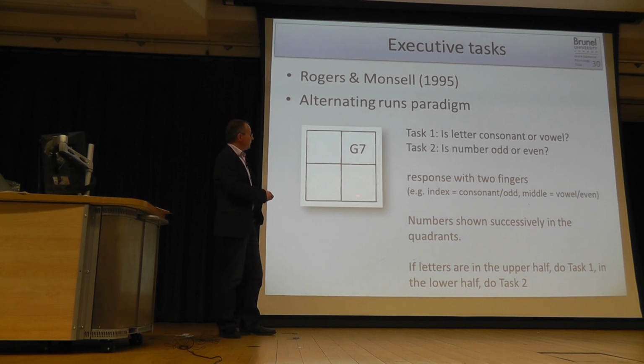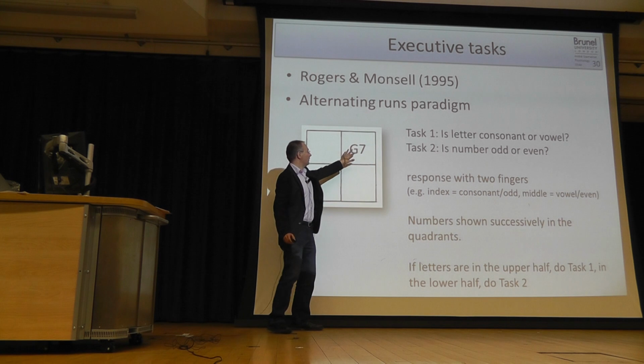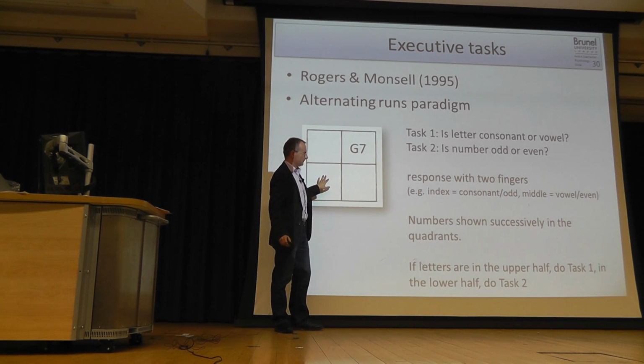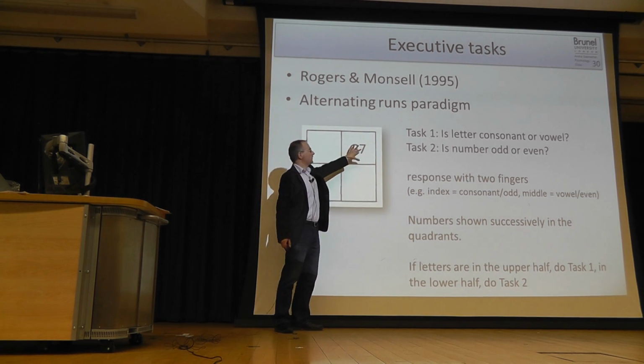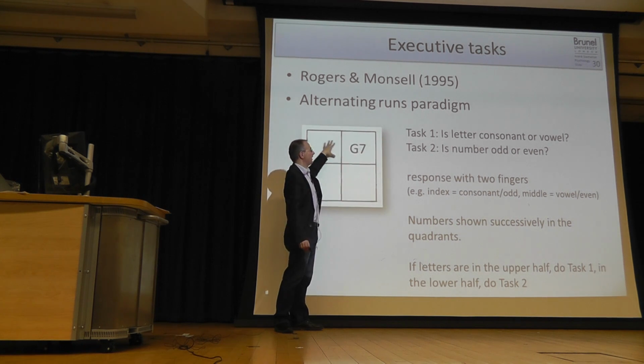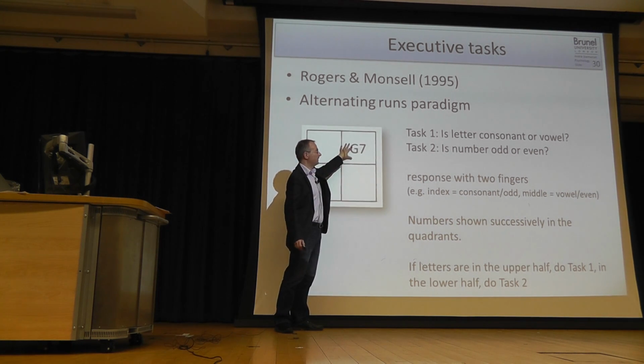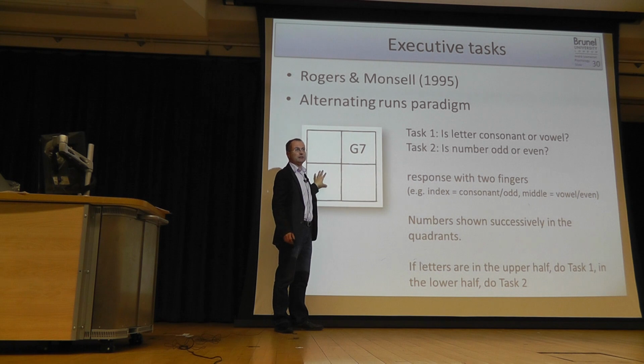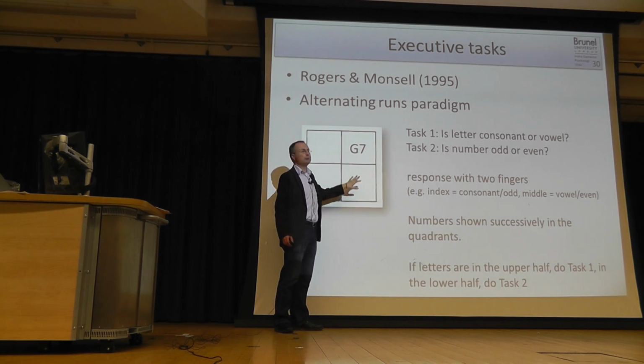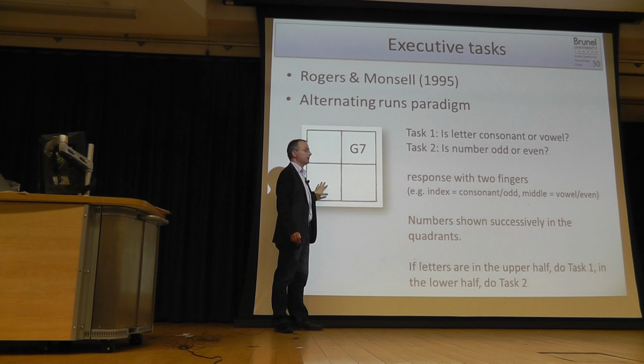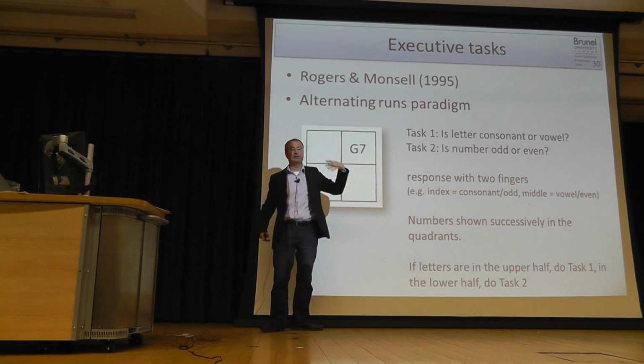And these items are then shown successively in the quadrants. So the next one appears here, the next one here. People are instructed to do the letter task if it appears up here, and do the number task if it appears down here. So from here to here you have a task switch, here you have a task repetition, because you do the number task twice, then you go up, task switch again, then task repetition, and so forth.